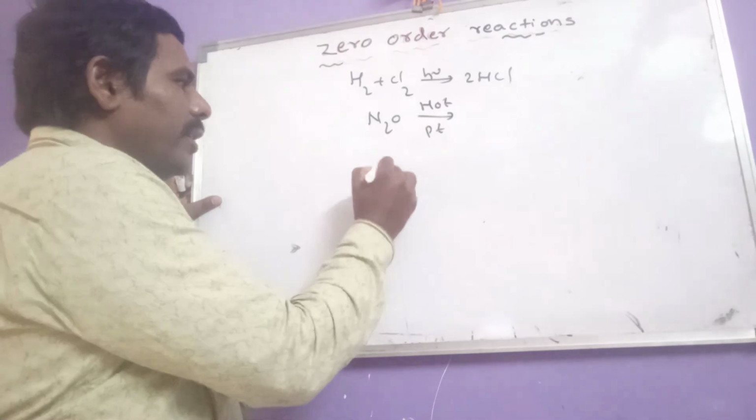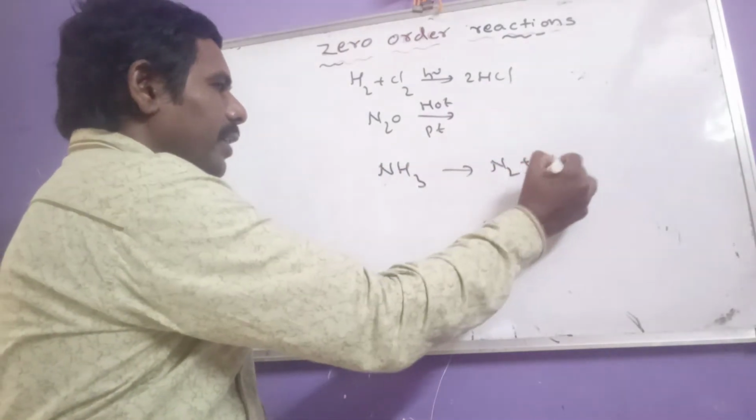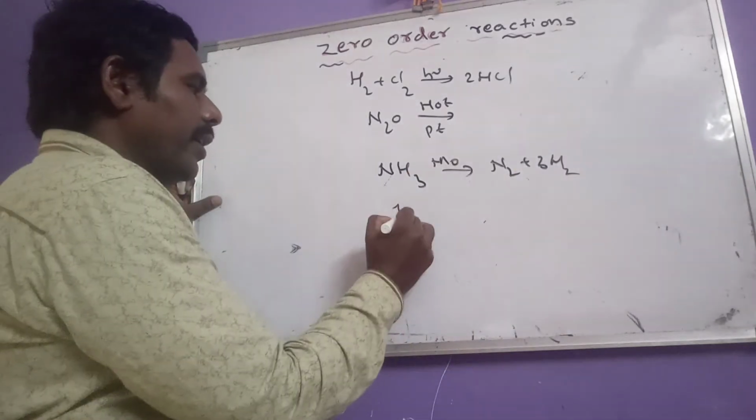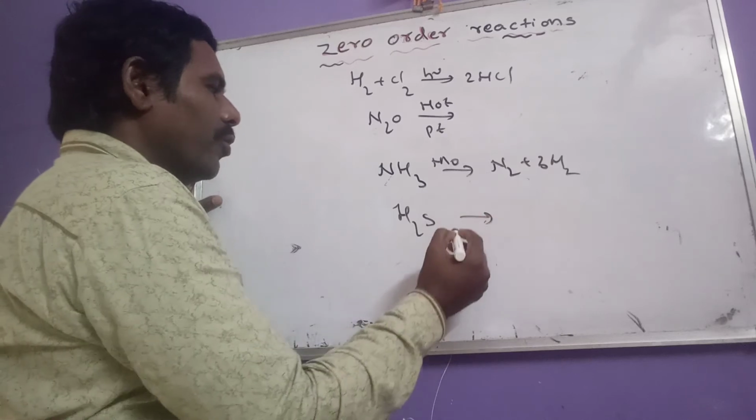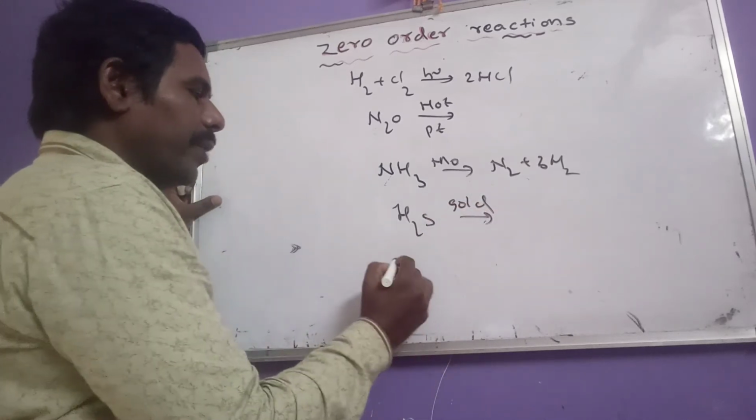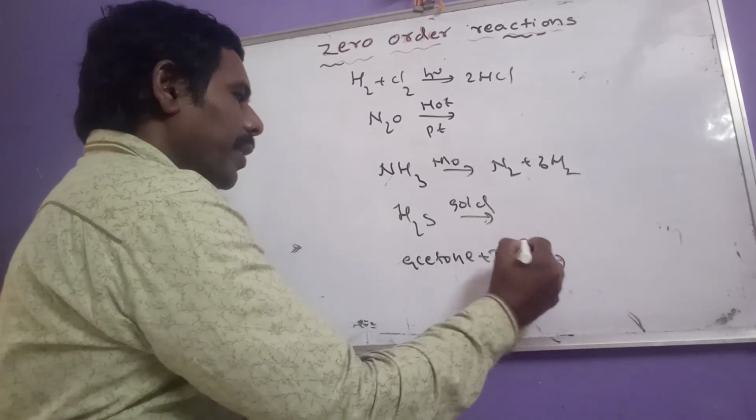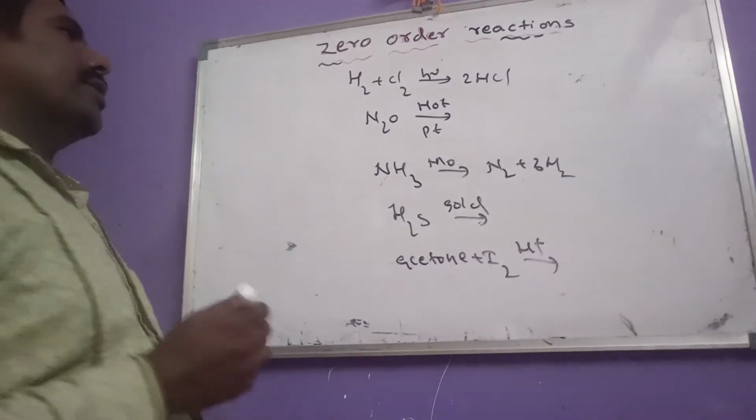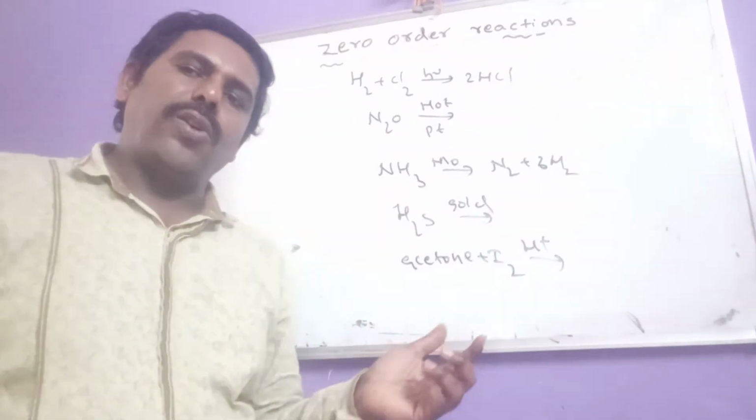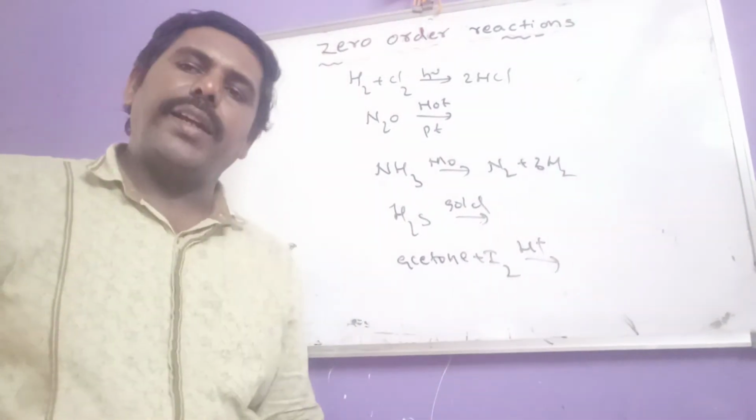And another one, decomposition of ammonia in the presence of molybdenum. And similarly, decomposition of H2S on a gold surface. And another one, iodination of acetone in the presence of H plus ions. So these are the examples of zero order reactions. Okay, then let us go further.